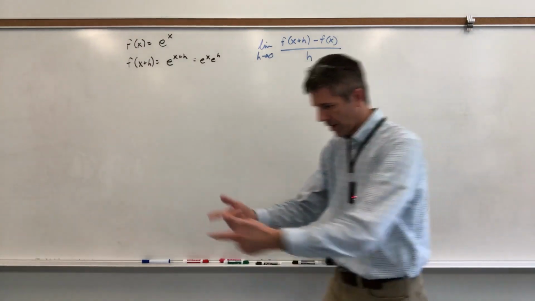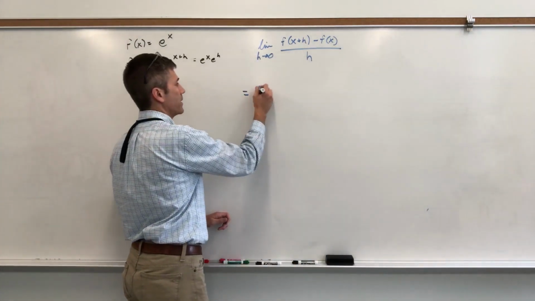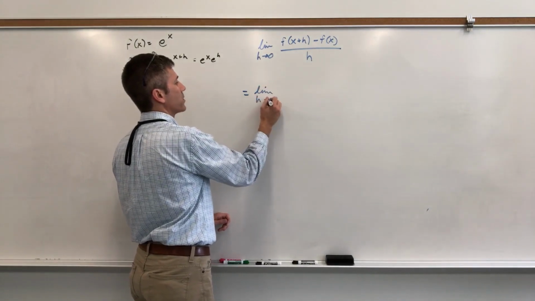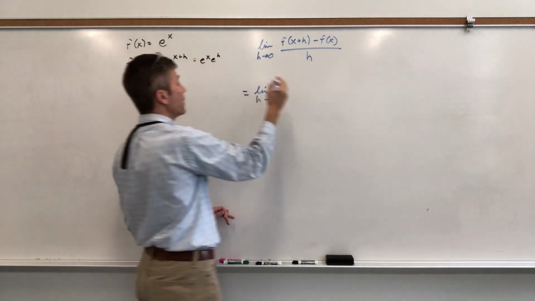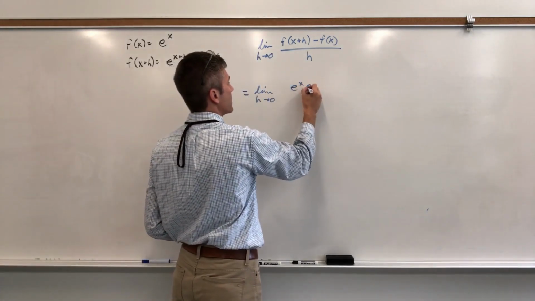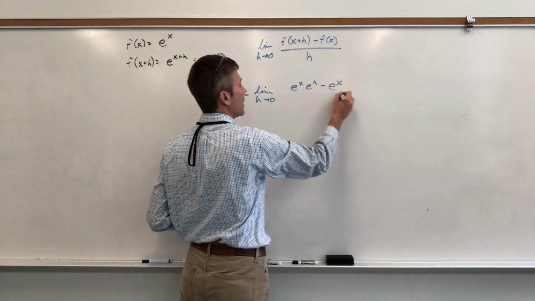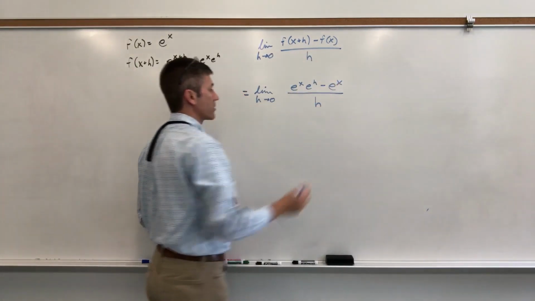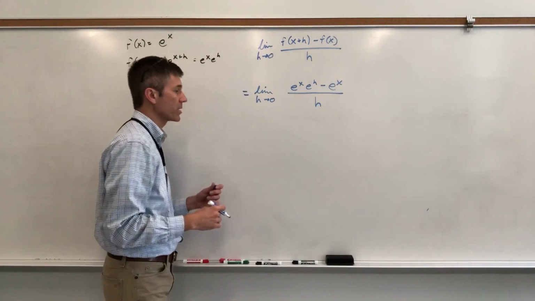So, blue pen, there you are. Don't run away from me, blue pen. The limit as h approaches 0 of f of x plus h, which is this, or this, I'm going to go with this one, e to the x, e to the h, minus f of x, which is e to the x, all divided by h. Okay, can't plug in 0 for h, that's just wrong, don't do it, I tried, it's not worth it.